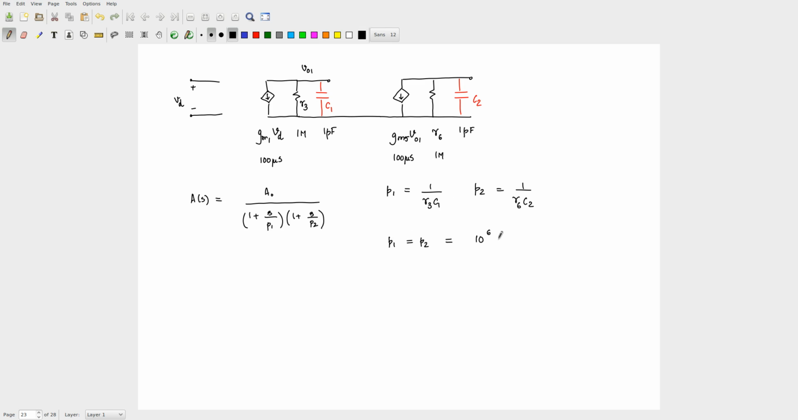10 power 6 radians per second. Is that right? And what is your A naught, your DC gain for this particular system? What's the DC gain of the first stage?